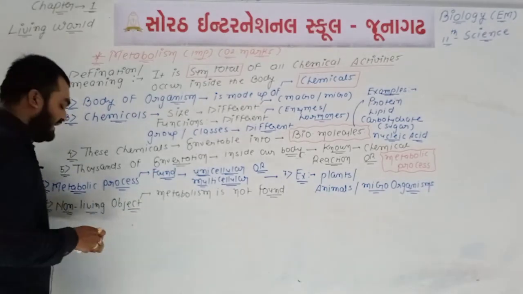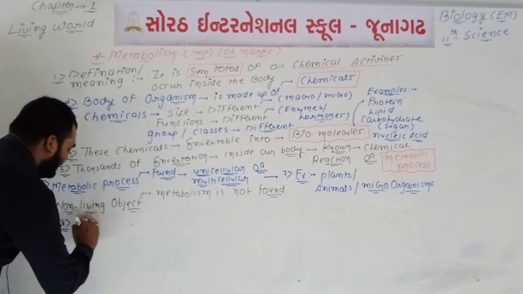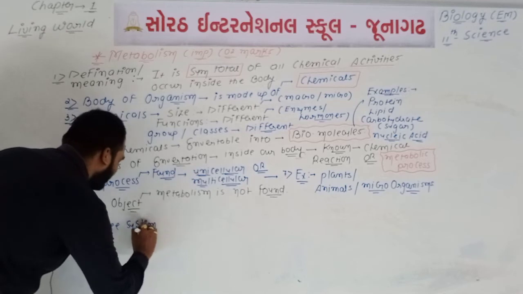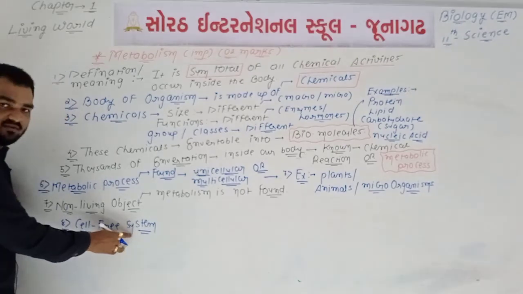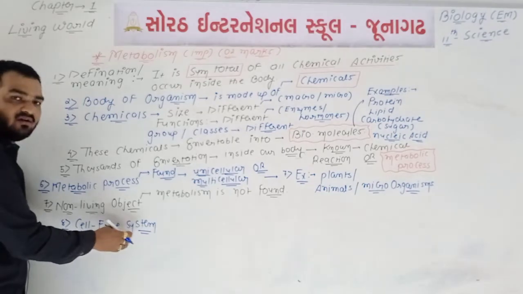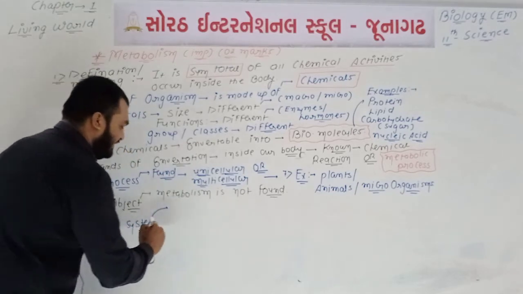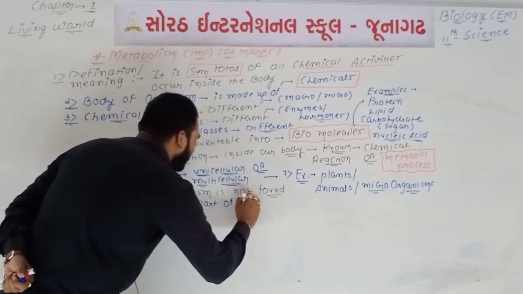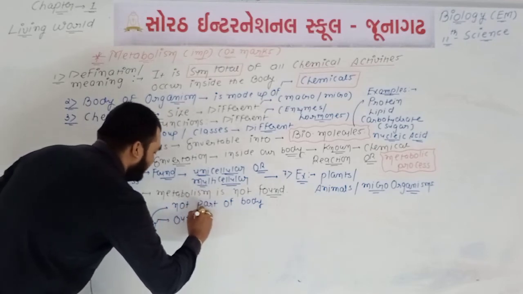Okay, now see point number 8. If we are going to talk about some cell-free system. Okay, see, we are talking about what? We are talking about the cell-free system. Cell-free system means what? One type of system which is not a part of our body. So we can say that a cell-free system is located outside the body.